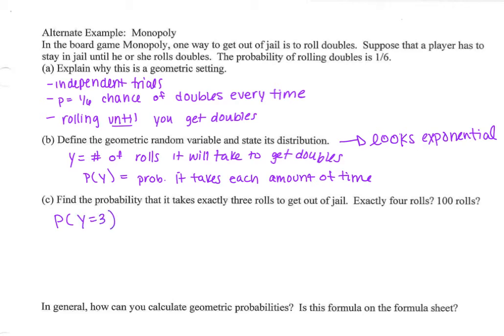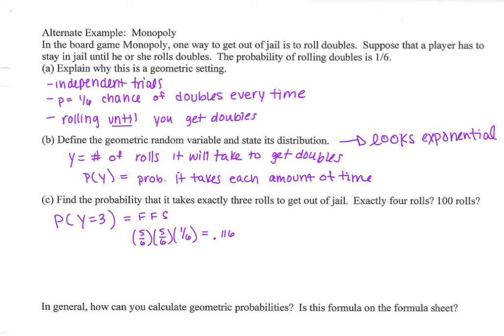So we're going to calculate, that means we're going to fail twice and then have a success, right? We're going to roll twice and not get doubles, and then we'll get doubles on the 3rd try. And so there's a 5/6 chance we fail, 5/6 chance we fail, and then 1/6 chance we succeed. So we'll multiply all those together, and you get 0.116.